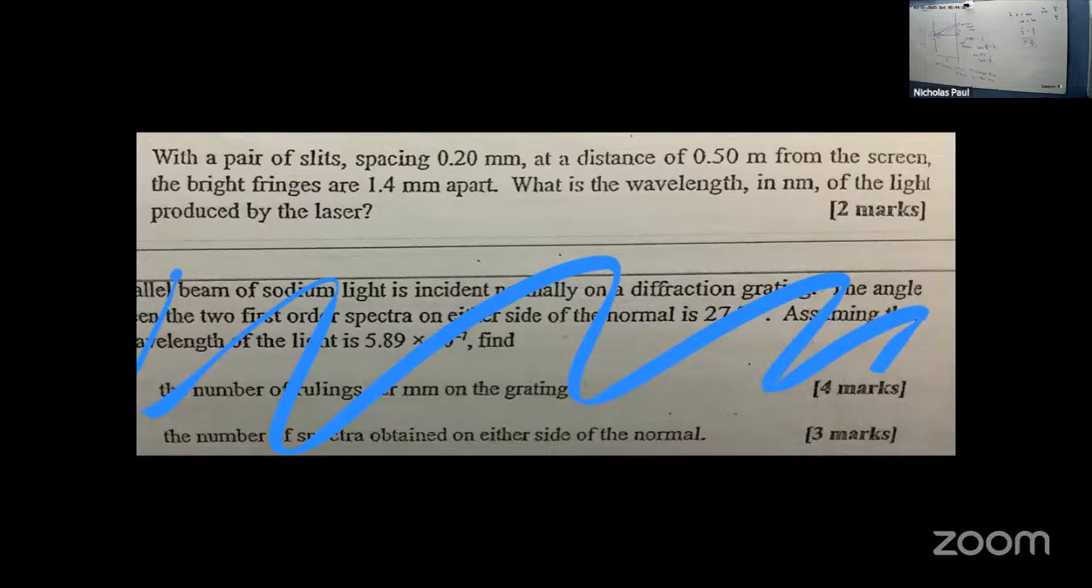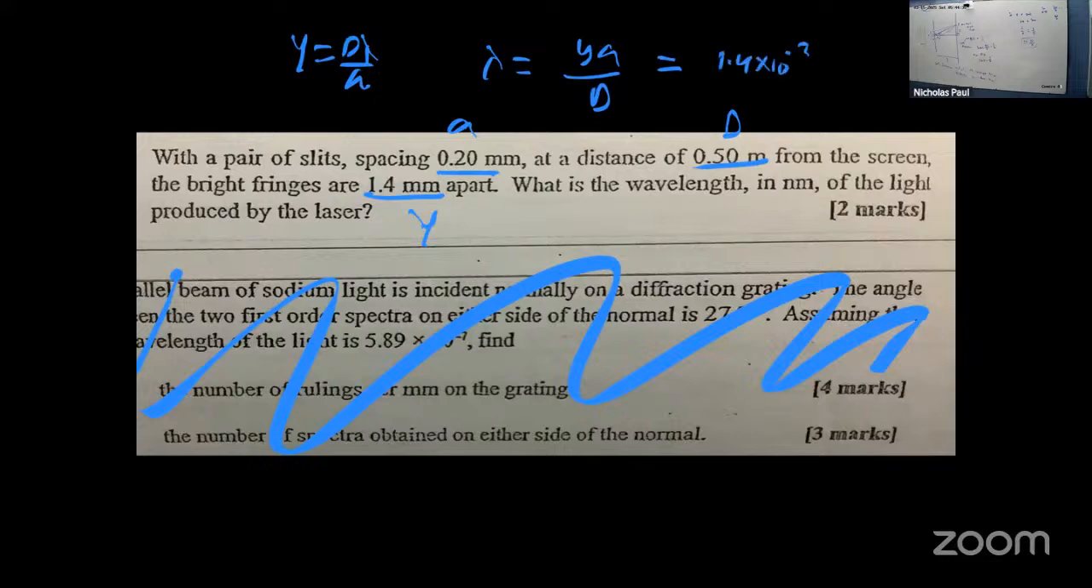Right, what do we have here? We have A, we have T, and we have Y. So Y is equal to D lambda on A, and lambda is equal to Y A on T. So that is 1.44 by 10 to the minus 3. What was A again? 0.2 by 10 to the minus 3, all over 0.5. Your answer should generally be to the minus 7 around there.